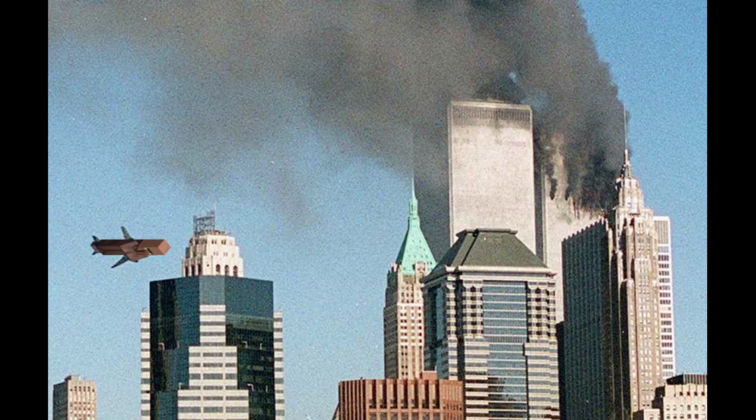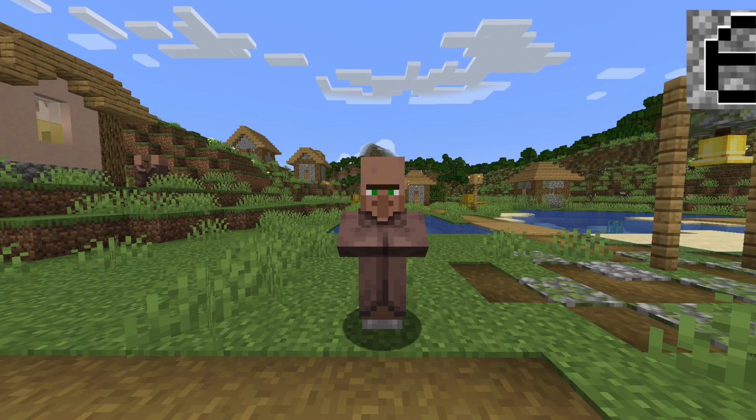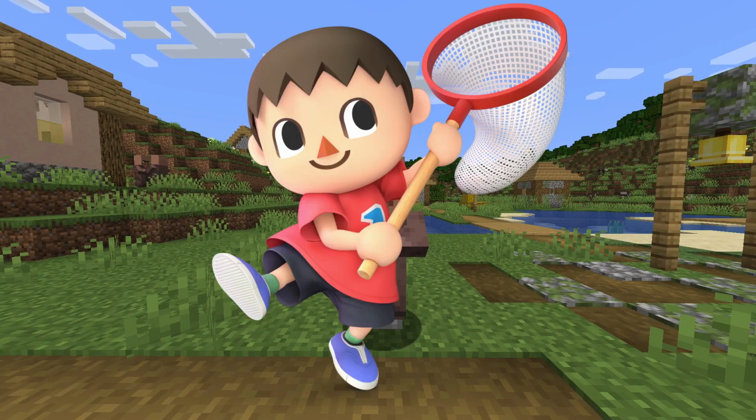A person who lives in a village. I wonder what that word is. Must be a terrorist. With 6 points, the Villager gets cut short by the Animal Crossing villager. Not much to say here.